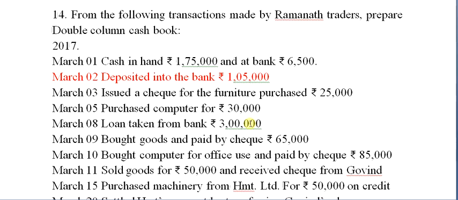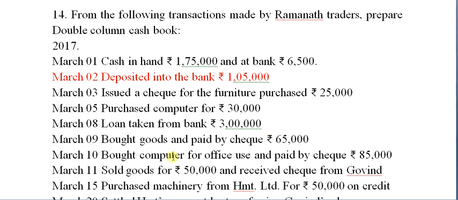So that is then a receipt we are receiving, so that should be taken under the debit side. So bank balance increases how much? 3 lakhs. Again March 9th, bought goods and paid by check rupees 65,000. We purchased the goods and we paid through what? Check. So it decreases our bank balance, so that should be recorded under the credit side.